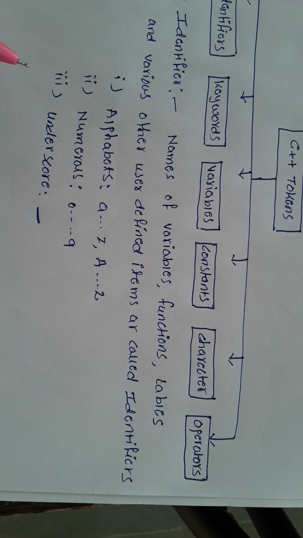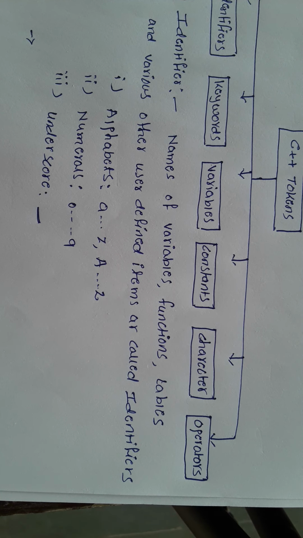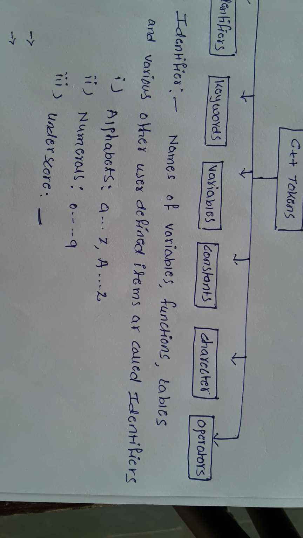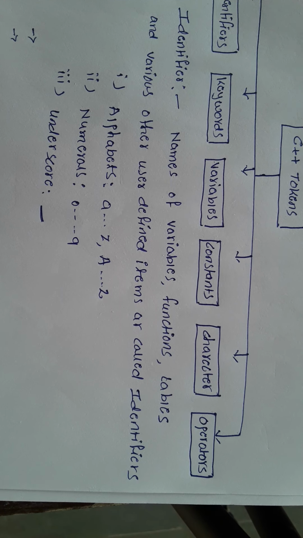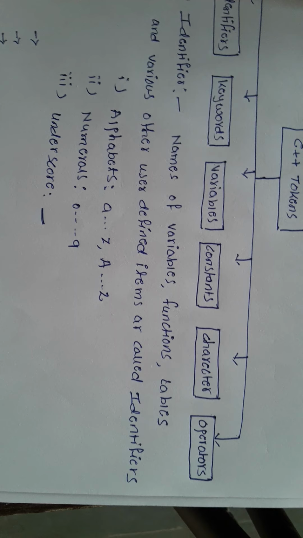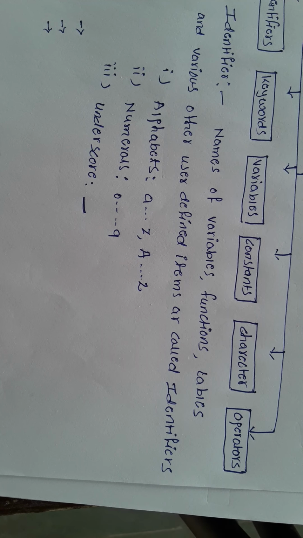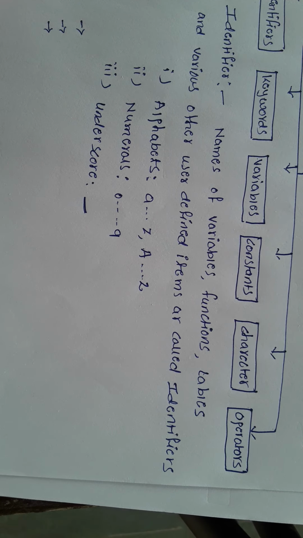Whenever we declare an identifier, we should follow the rules in a program. What are they? The first rule: the length of an identifier can vary from 1 to several characters. Second rule: it starts with a letter or underscore. Next, it cannot include spaces. These are the rules you should follow when we write C++ programs.